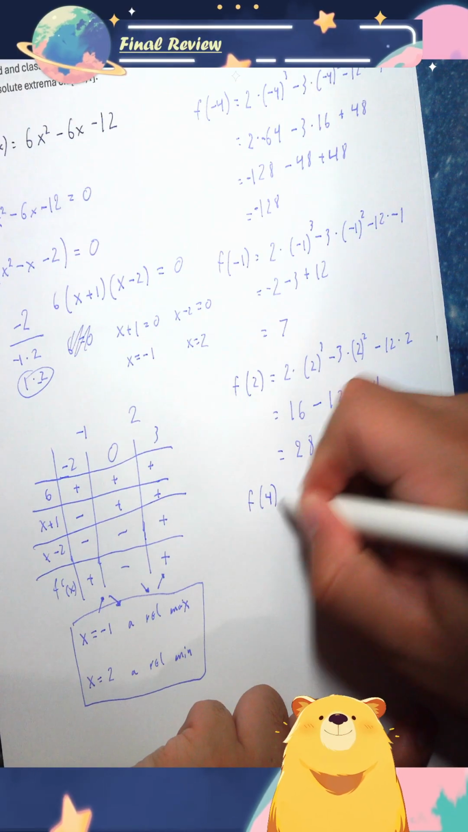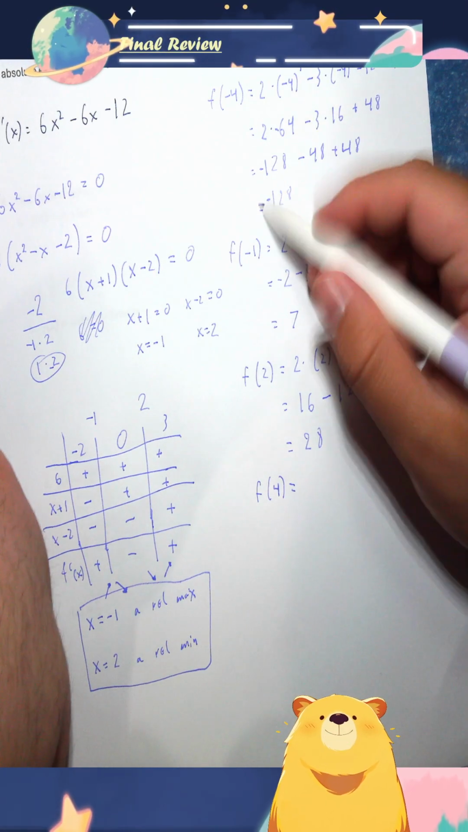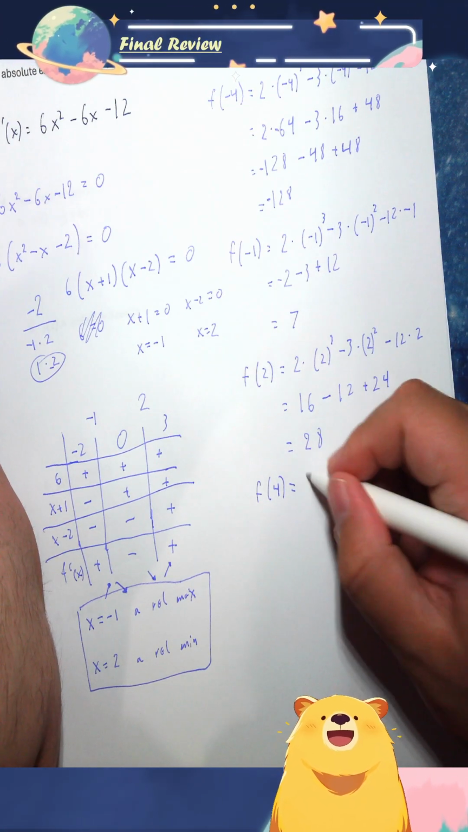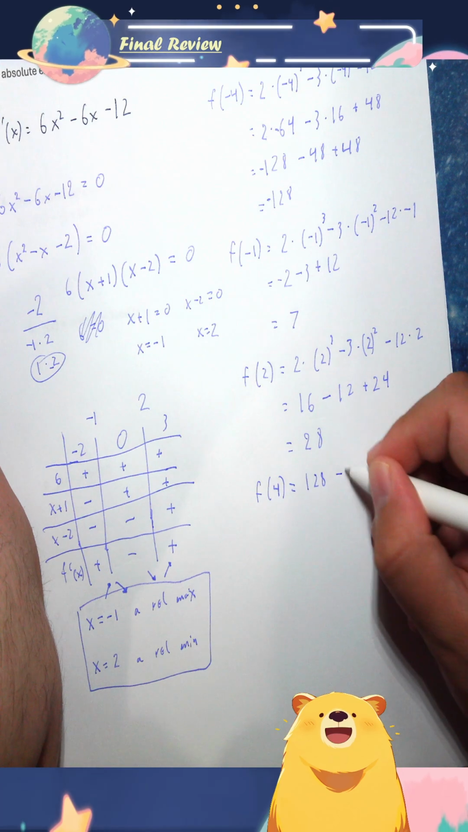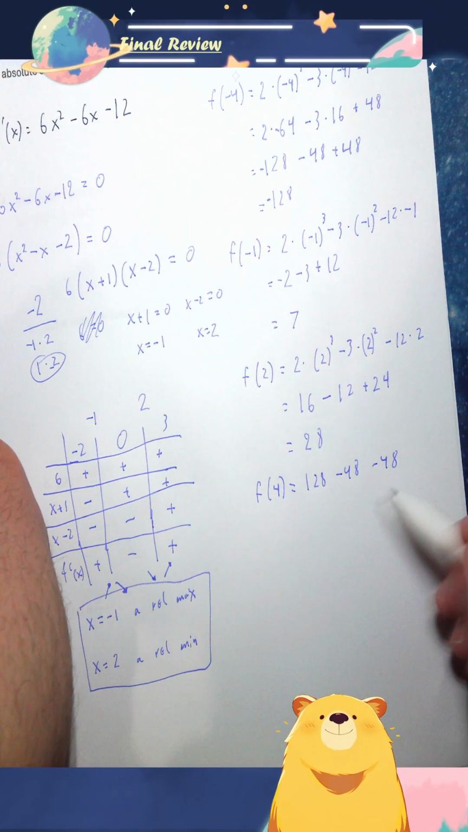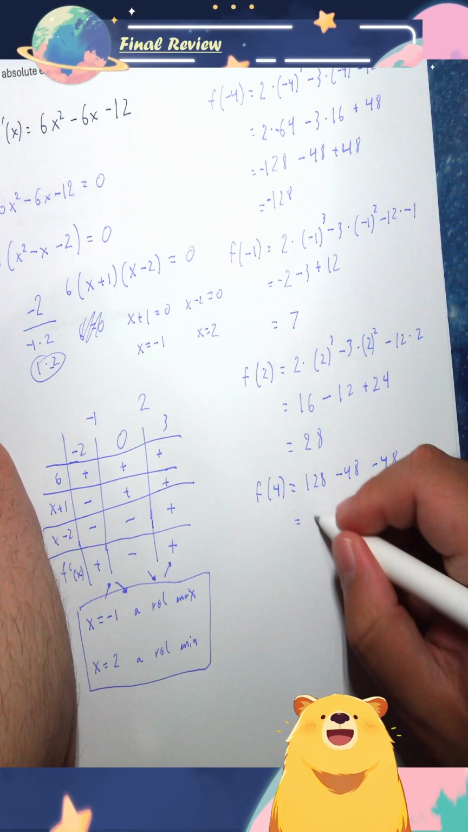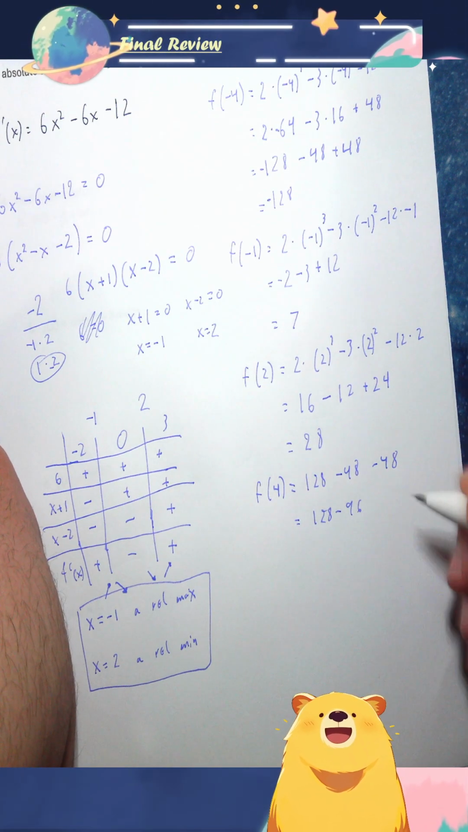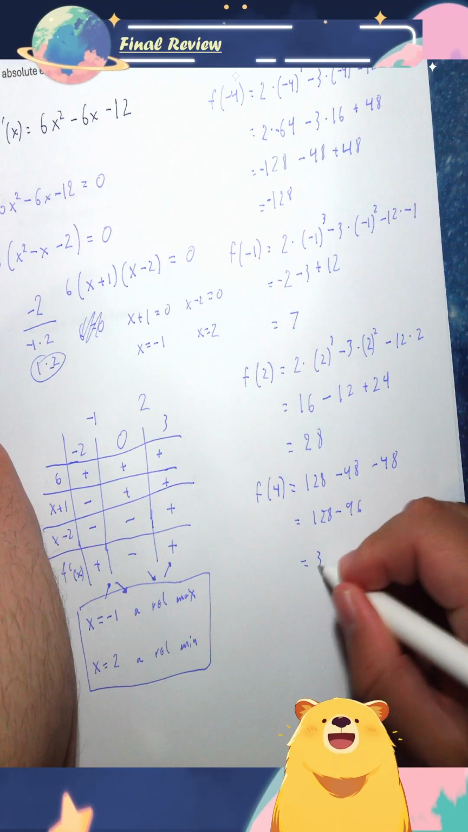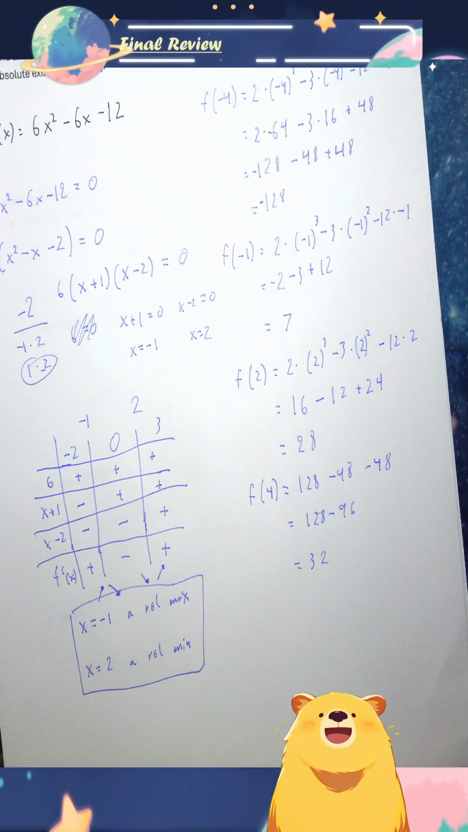And for f of 4, we'll basically have all of this, but that will be positive, and this will be negative. So 128 minus 48, and then minus 48. So both of those 48s equal 96. So 128 minus 96, I think it's just going to be 32. Let me double check. And I was going to double check with all of these, really.